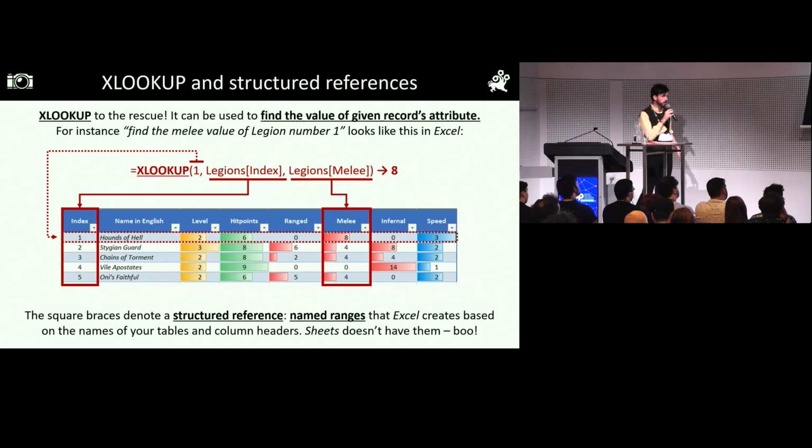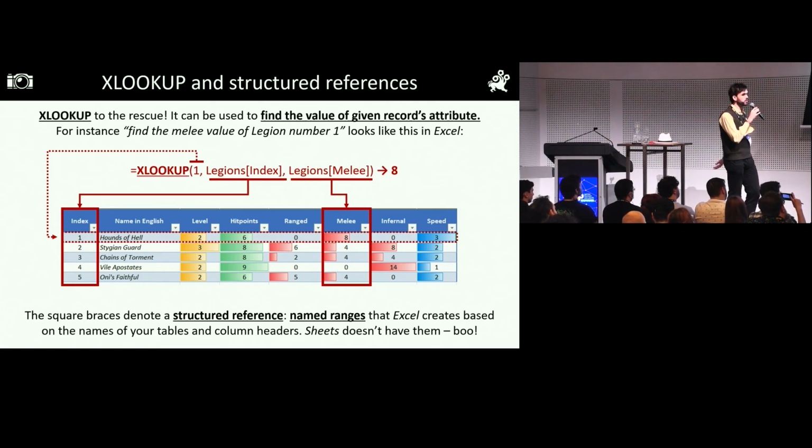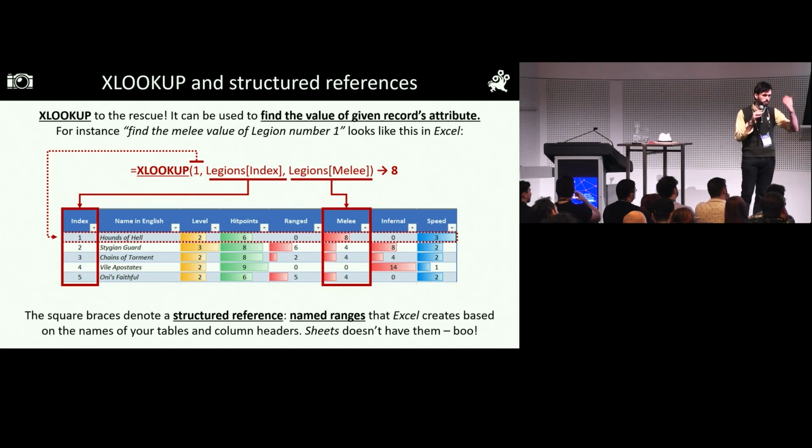So these square braces that I mentioned denote what are called structured references in Excel. This is another thing that Google Sheets doesn't have, which I hate. Google Sheets is fine. I'm being really mean to Google Sheets. I use it all the time. It's great. You can script things in JavaScript. But it doesn't have structured references, and that makes me very sad.